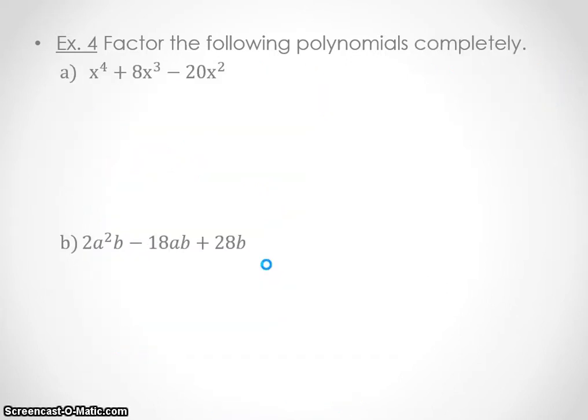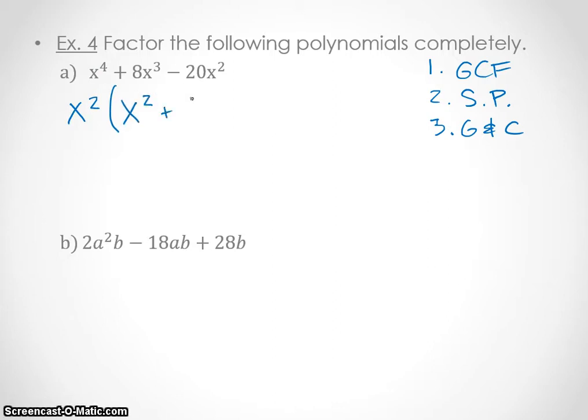Alrighty, example 4 says factor the following polynomials completely. So again, we're still following GCF first, then special patterns, then guess and check. So let's go ahead and get rolling here. GCF, x to the fourth, x cubed, and x squared. I can absolutely remember the smallest degree here can come out, so an x squared is coming out. If I had 4 x's, I took 2. That means I have 2 left over. Plus 8, our coefficients are staying the same here. I had 3 x's, I took 2. That means I have 1 left over. And then minus 20. And then I had 2 x's, took 2, so I don't have any left over.